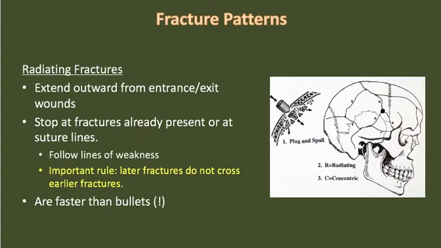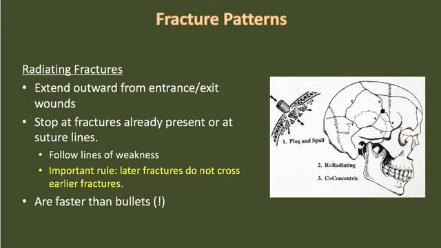Okay, so we're going to see some pretty predictable fracture patterns with gunshot wounds to skulls. So we have two types of fractures that are common for these types of injuries: radiating fractures and concentric fractures. Radiating fractures extend outward from the entrance and exit wounds. So you can see over here where I'm pointing with the cursor, the entry wound is here, and we have these radiating fractures. There are little R's drawn on the diagram, but those are radiating out from the entry point.